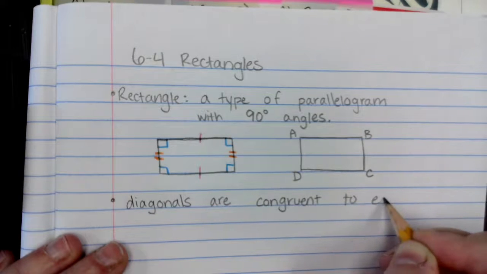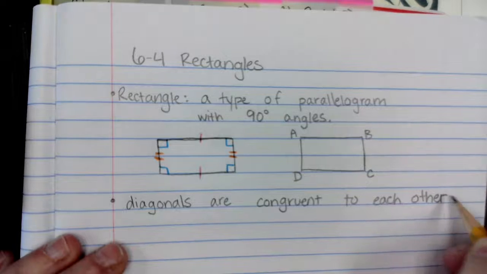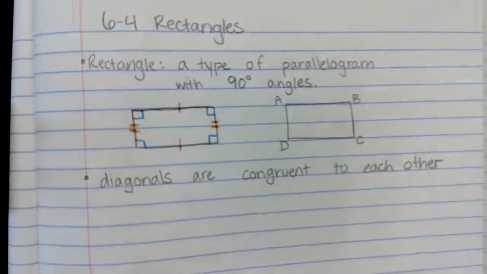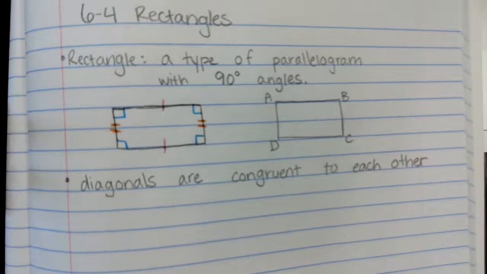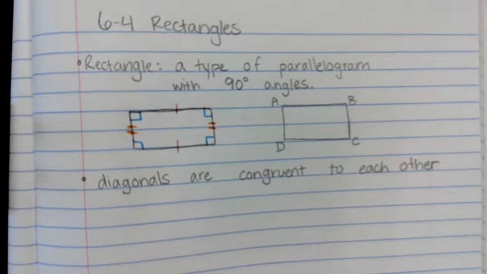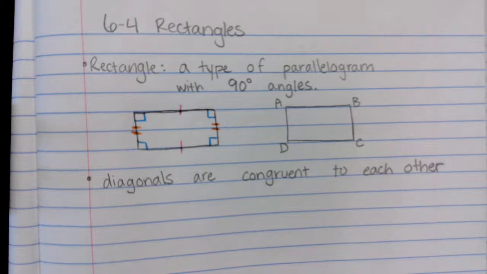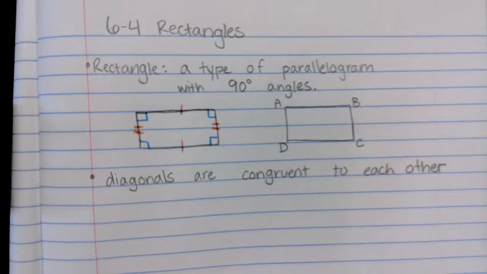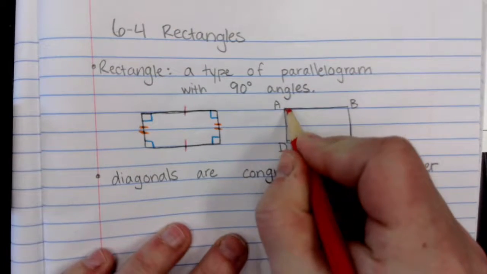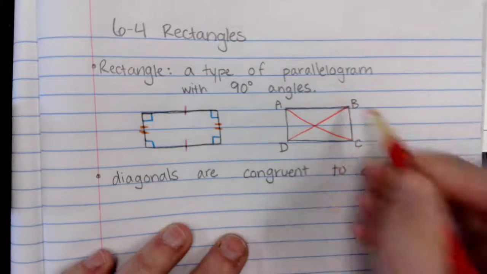I was going to draw in a diagonal. And way back to 6-1 when we talked about diagonals. What 2 points am I going to connect? A and C. Or B and D. Good. A to C and D to B. Those are going to be congruent to each other. So AC is going to be the exact same length as DB.